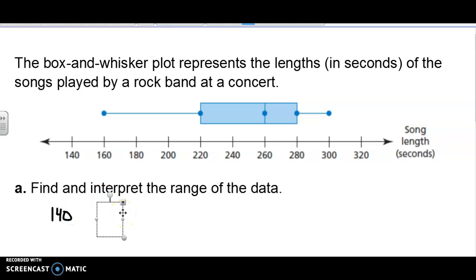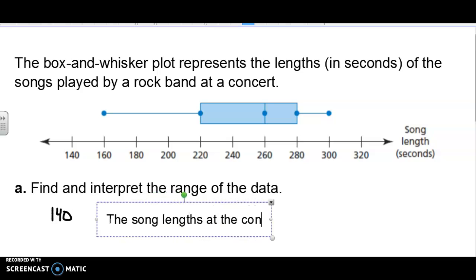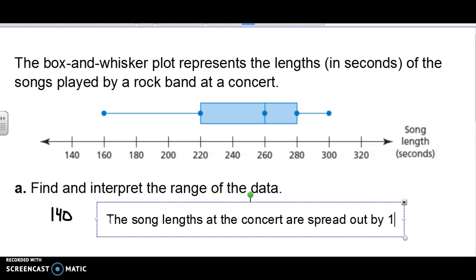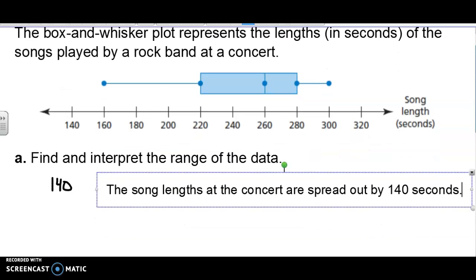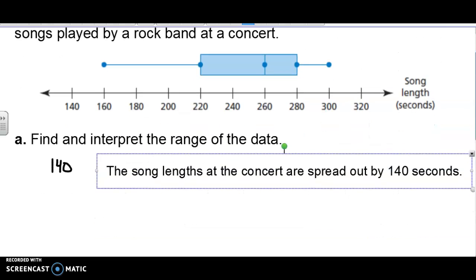The song lengths at the concert are spread out by 140 seconds. You could say the difference between the least song and the greatest song is 140 seconds. That's another way to interpret it. Anything that kind of talks about what the range means in this situation.